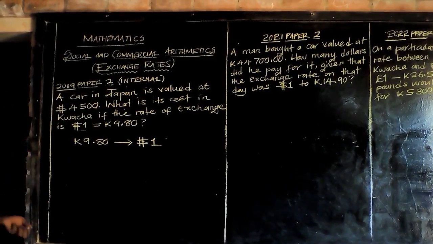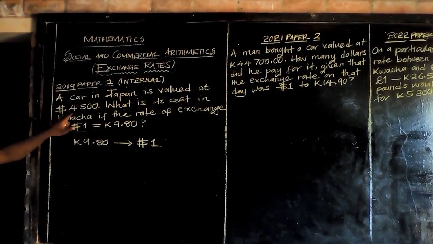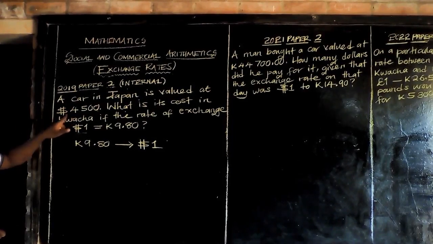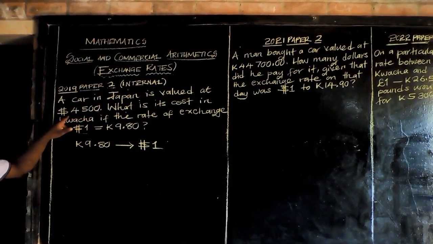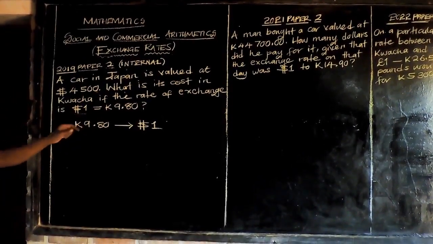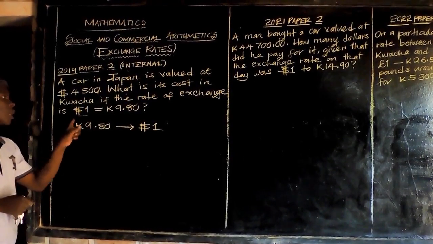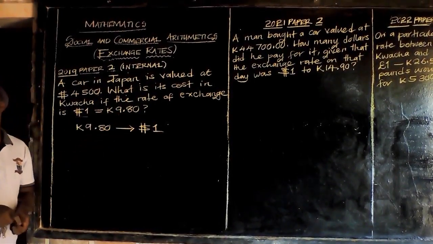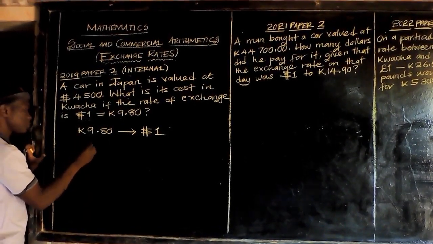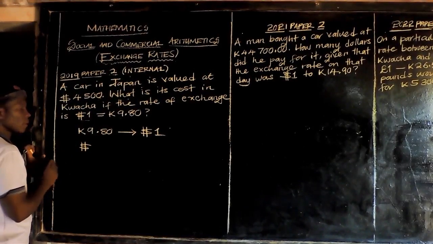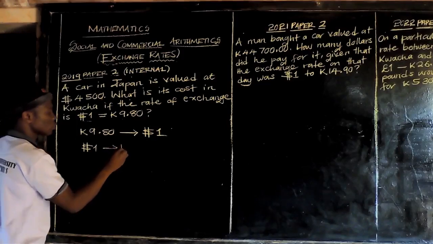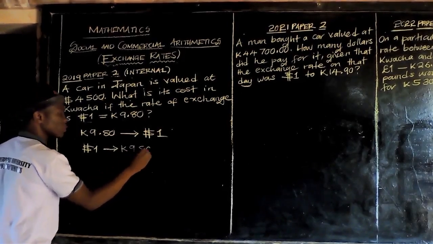Are we together? Now, in this case, we realize we have this amount in dollars. They are saying a car in Japan costs $4,500. That is a car in Japan. So they want now this car in kwacha. That is if the exchange rate is $1 to 9 kwacha 18 ngwee. Are we together, people? So we can say $1 is equal to what, guys? Is equal to 9 kwacha 18 ngwee.